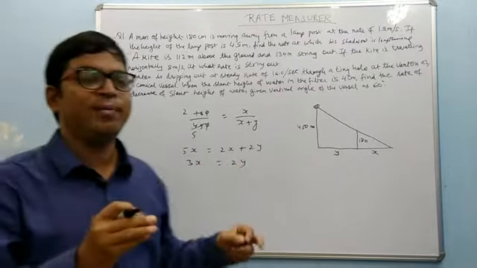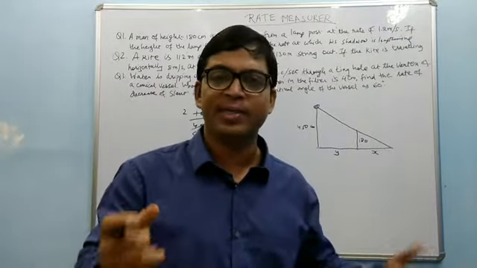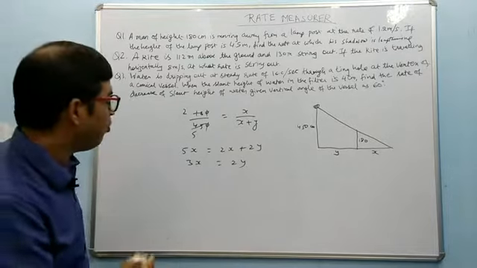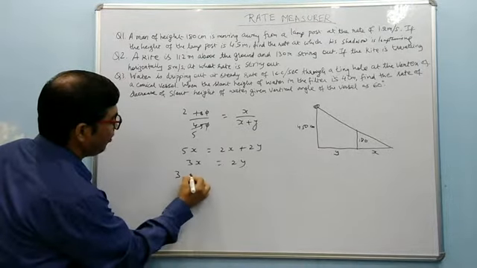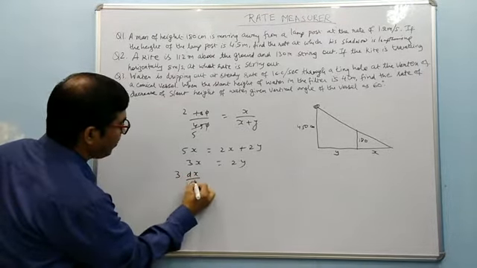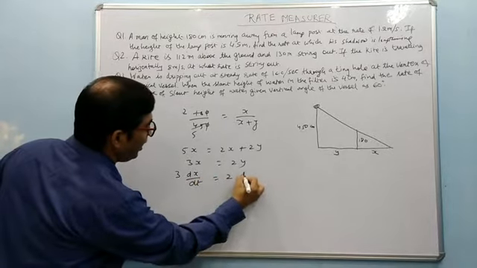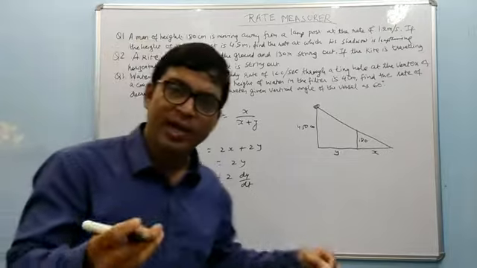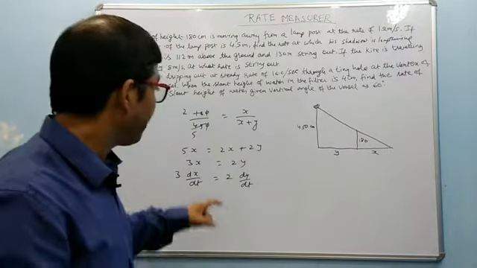Now we have established the relation between the variables x and y. What we have to do? Now just differentiate with respect to time. So it is going to give you 3 dx by dt is equal to 2 dy by dt. Now see, whatever is given, you put it and you will get the unknown thing.